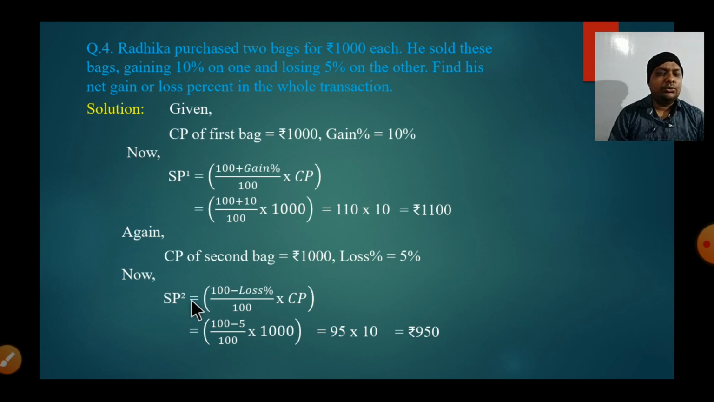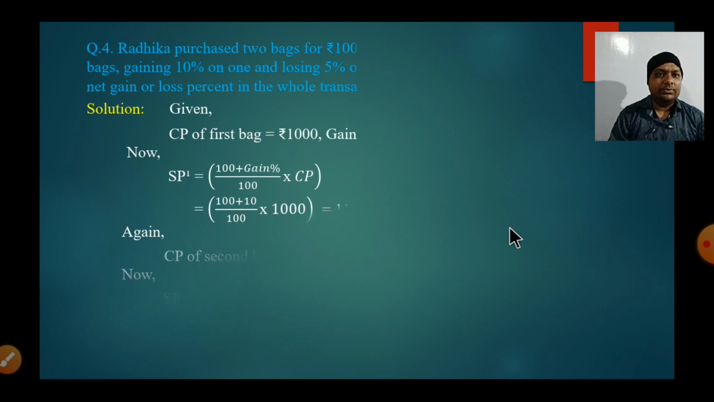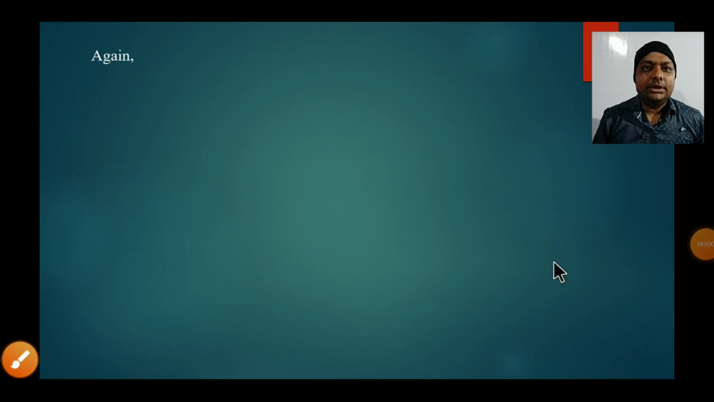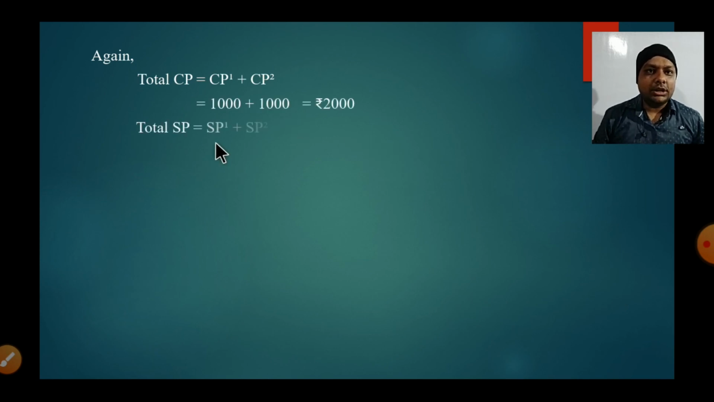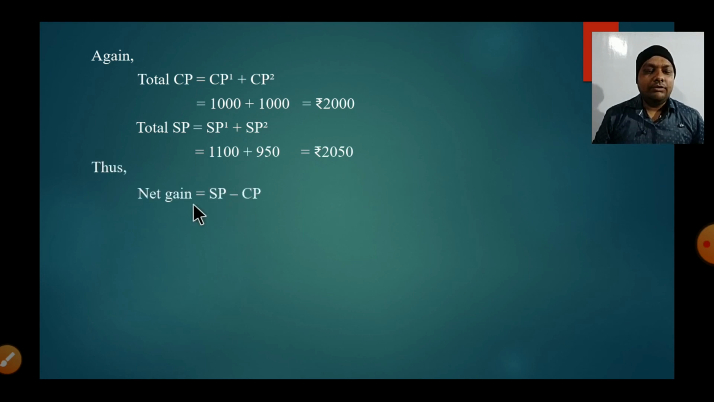Now students, if you add both the CPs, then you will get the total CP. It means 2000. Here you can see that total CP is equal to CP1 plus CP2, that is 1000 plus 1000, 2000. Same as total SP is equal to SP1 plus SP2. It means 1100 plus 950, that is 2050. Now net gain will be SP minus CP. It means 2050 minus 2000, that is rupees 50. That will be the net gain here.